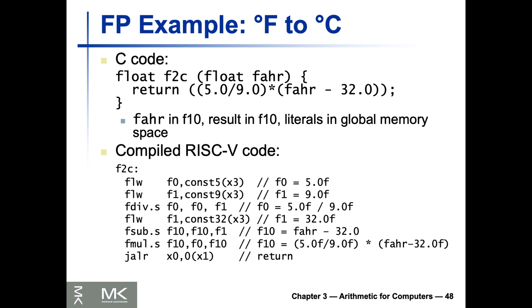So when we compile this into RISC-V, the assembly works like this. First of all, the compiler places the three floating point constants in memory, within easy reach of register X3. So these are those, F0 and F1. The first two instructions load the constants 5 and 9 into floating point registers, which are F0 and F1. Then they're divided to get the fraction in F0, okay? So up until here is straightforward.